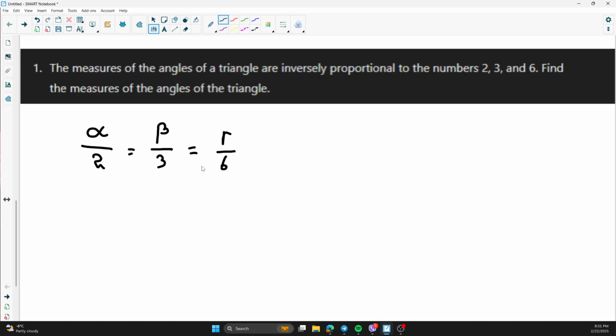Alright? And the sum of angles in a triangle, how much is it? 180. Right. And if you add 2 plus 3 plus 6? 11. So you can say that alpha over 2 equals 180 over 11. Now find alpha.